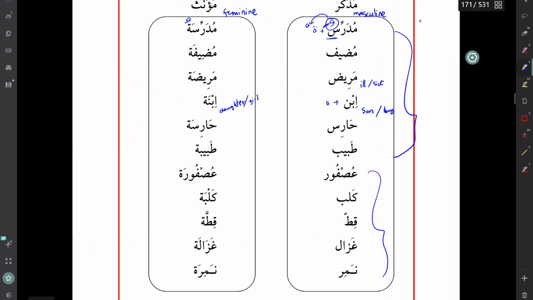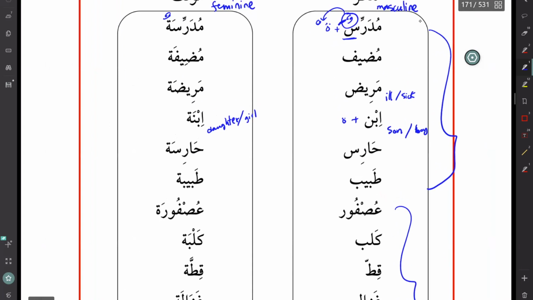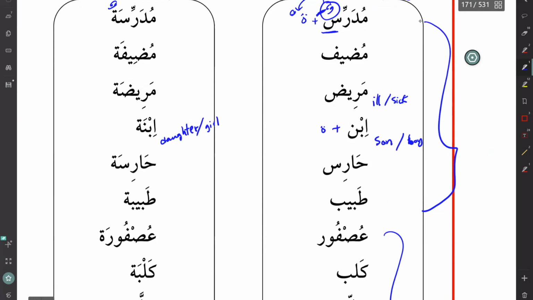You understand? Now, I'll warn you that this doesn't work all the time with nouns. The one that usually will work is when you're talking about professions. For example, here we have mudarris, a teacher, mudif, a host, haris, a guard, tabib, a doctor. In this kind of words, it most likely will work. So when you add ta marbuta, you have a female version of that employee.